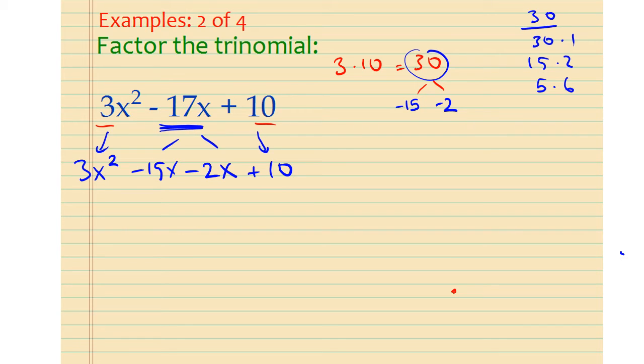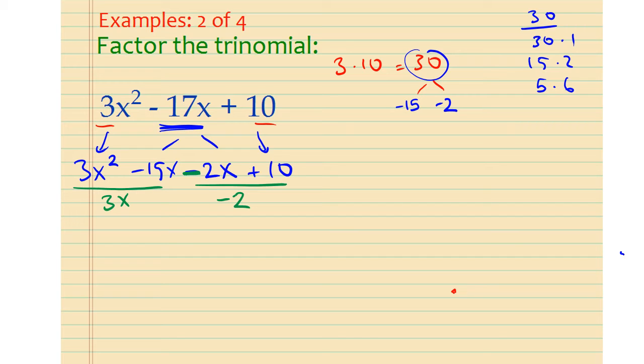Now we are going to group the first two terms and then the next two terms. Among each group, we are going to factor out the greatest common factor. 3x is my greatest common factor. Negative 2 is my greatest common factor. I chose negative 2 because the leading coefficient in here is negative. As soon as I see that negative, I'm going to factor that out as well.